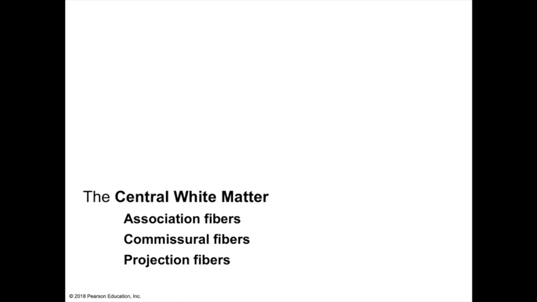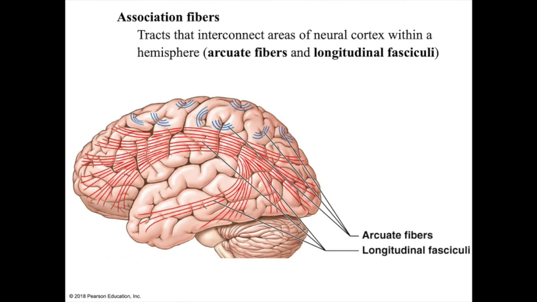Let's start with the first one. Association fibers are fibers that allow connections between different areas of one hemisphere. So we have something called arcuate fibers, which are more, so areas that are closer to one another, representing blue, or longitudinal fibers.